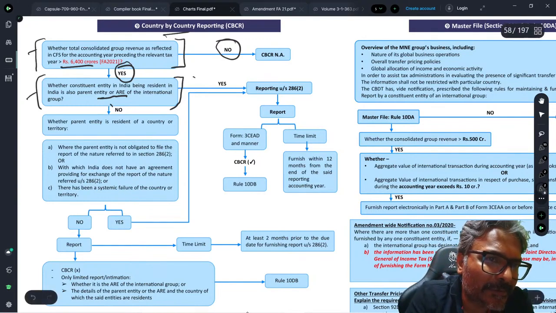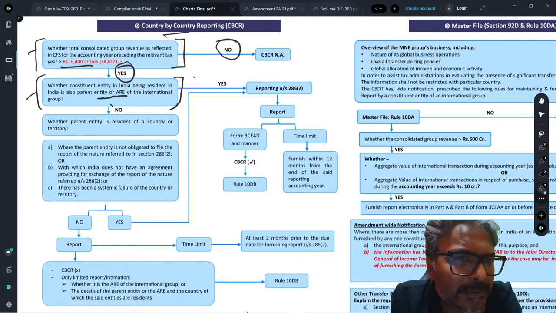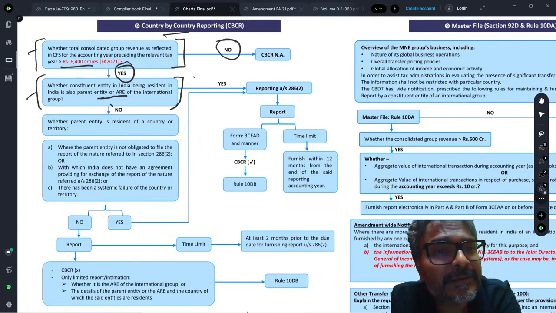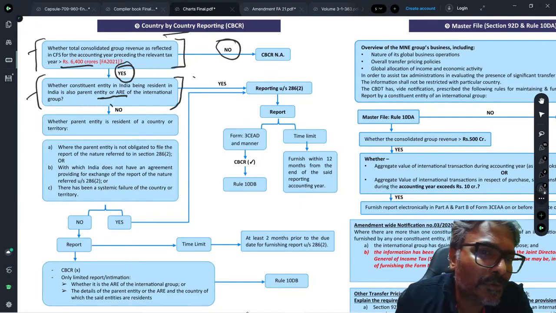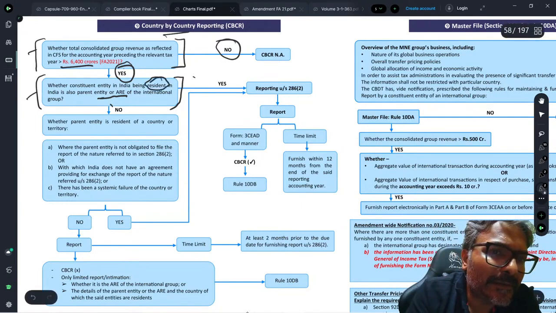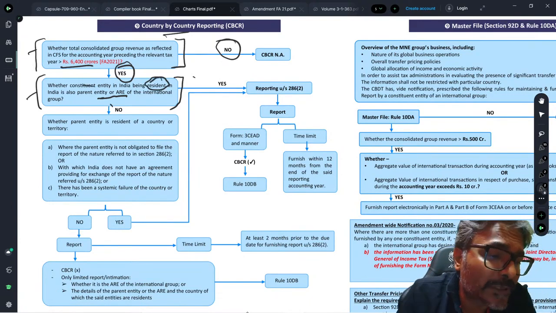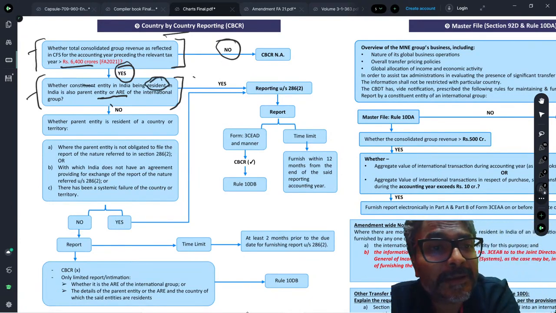So let's come back to this one. Whether the constituent entity in India, being resident in India, is also a parent entity or ARE of the international group. So resident as well as is also parent. Now you tell me one thing. Is also parent.